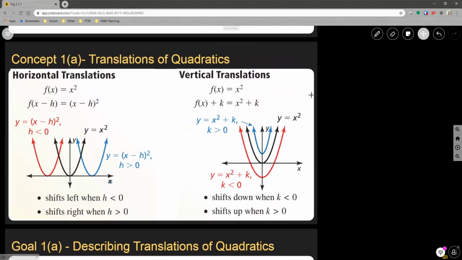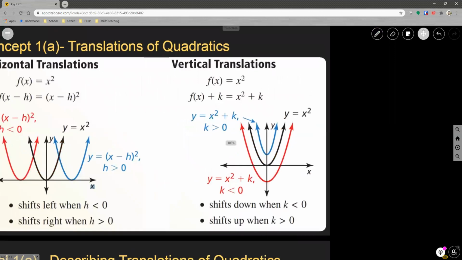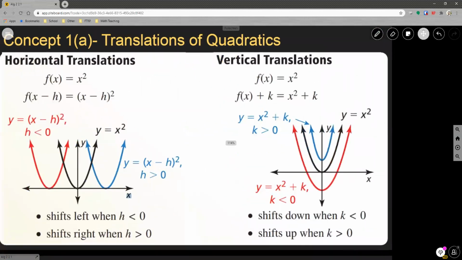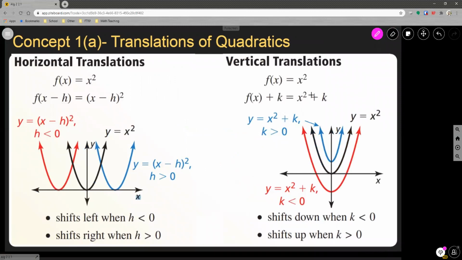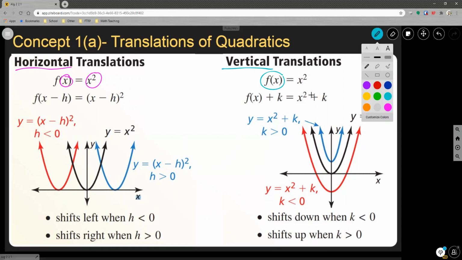So our first concept here, translations of quadratics. This is a basic chart from the book. It goes over how horizontal and vertical translations work. They work in exactly the same manner that we've seen in the previous sections, where horizontal changes affect the input directly, the x value directly, and with vertical translations, we are affecting the entire function with what we do. In both these cases, our starting function is just x squared. That's the parent function of the quadratic function family.